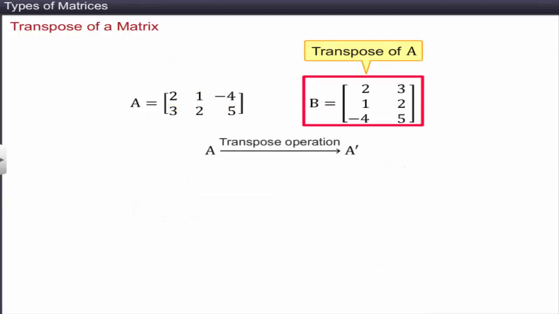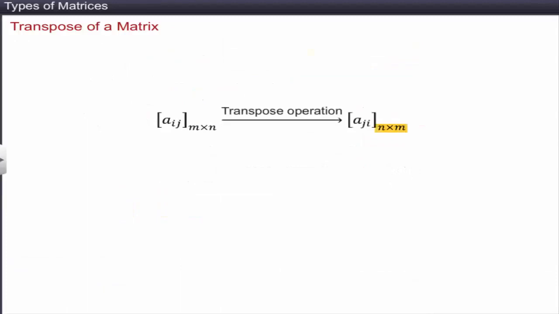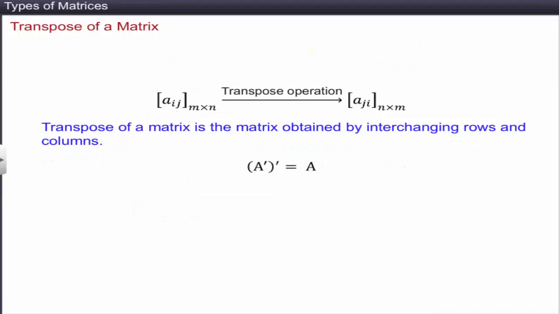The transpose of a matrix A is denoted as shown. An alternate representation of the matrix is written as A superscript T, where T denotes the transpose. If the order of the original matrix is m by n, then the transpose is of the order n by m. Transpose of a matrix is the matrix obtained by interchanging rows and columns. The transpose of the transpose of a matrix is equal to the matrix itself.